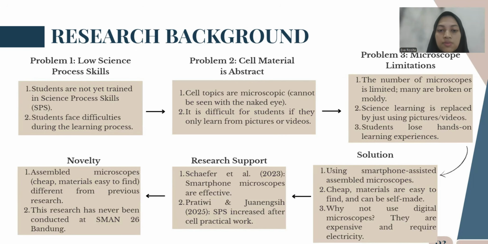Second problem is cell material is abstract. Cell topics are microscopic. It is difficult for students to imagine the cell structure if they only learn from static pictures or videos. The third problem is microscope limitation. The number of microscopes at the school is limited. Many are broken or moldy. Therefore, science learning is often replaced by just using pictures or videos. Students lose hands-on learning experience.